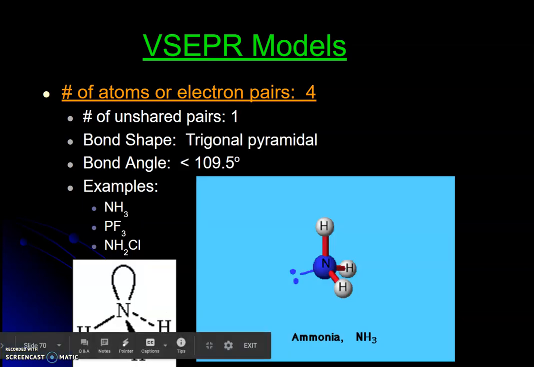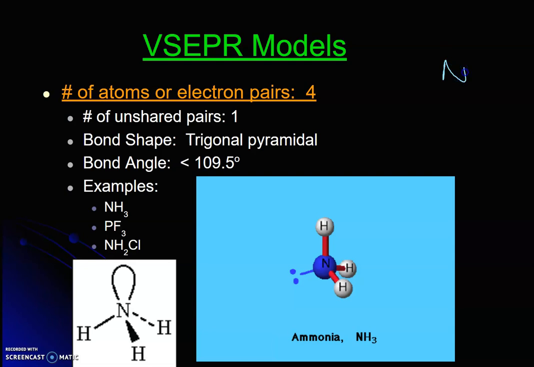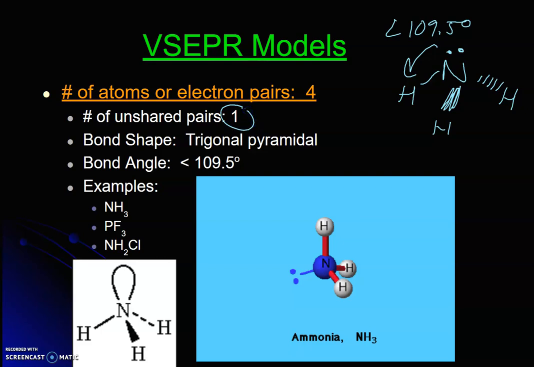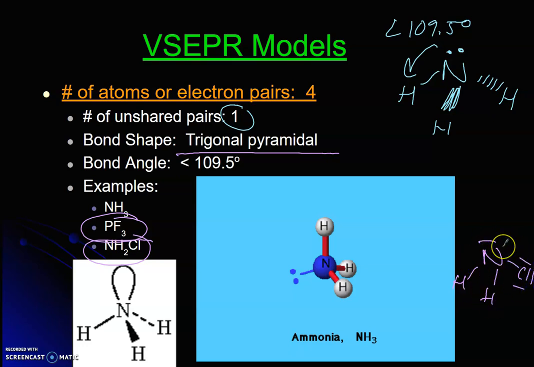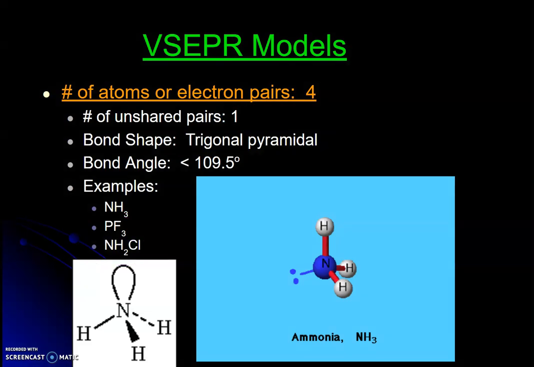If we take off one of the things around the central atom and replace it with a lone pair, it's still going to maintain that original tetrahedral shape, but the bond angle changes to less than 109.5. So that little tripod looking thing will be a trigonal pyramidal shape. And that's where we have our PF3 or NH2Cl. They're all going to have that bond angle of less than 109.5 degrees.